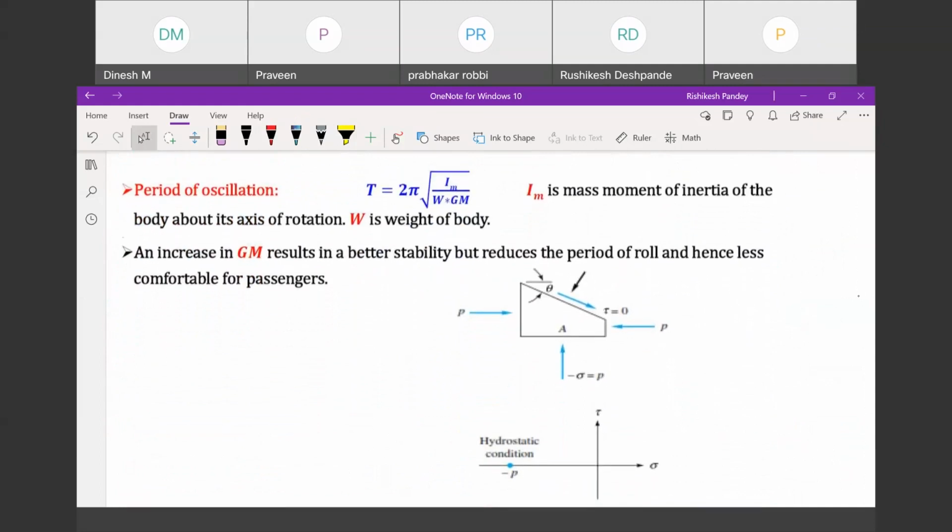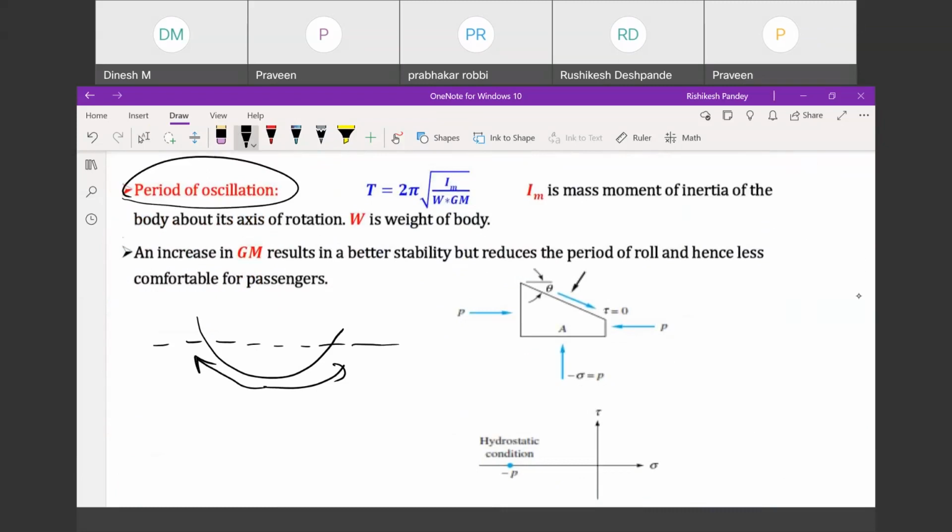Now, the last thing is the period of oscillation. If you have traveled in a ship, then you know the ship actually oscillates. Like if this is the free surface here, it will oscillate like this. So when there is an oscillation, it has a time period of oscillation. How to calculate it? This is the formula: 2 pi root over Im divided by W multiplied by Gm.